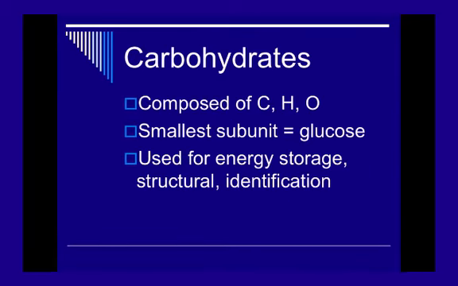The first major group is called carbohydrates, and I'm sure you've heard that word carbohydrate. You hear about it in nutrition labels and maybe on TV, or if you're getting ready to run a race, you might load up on carbs. Carbohydrates are composed of carbon, hydrogen, and oxygen. And you note that I'm using the symbols C, H, and O here. The smallest subunit of all carbohydrates is glucose. It's a simple sugar. And carbohydrates are used for energy storage, structural things, and identification of cells.